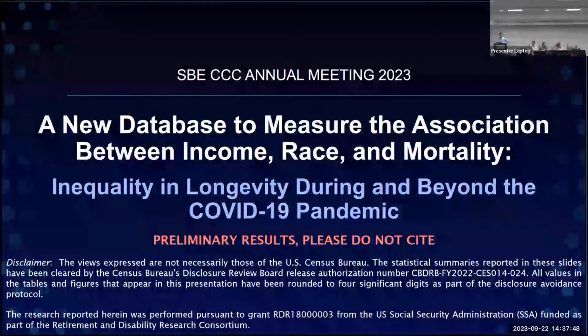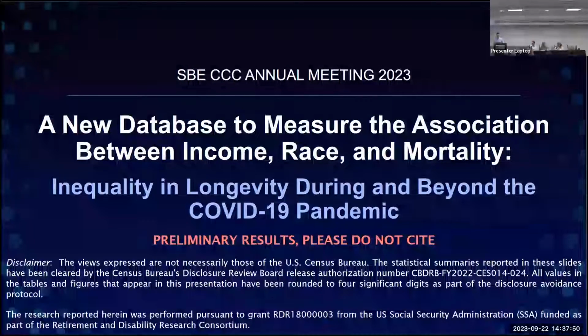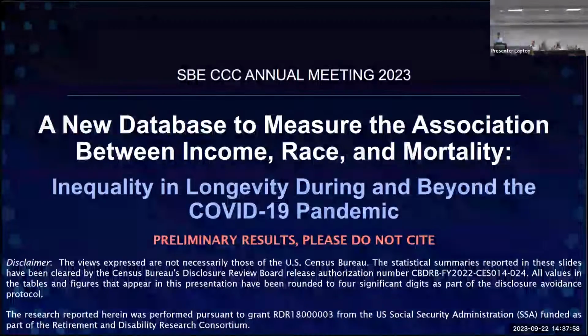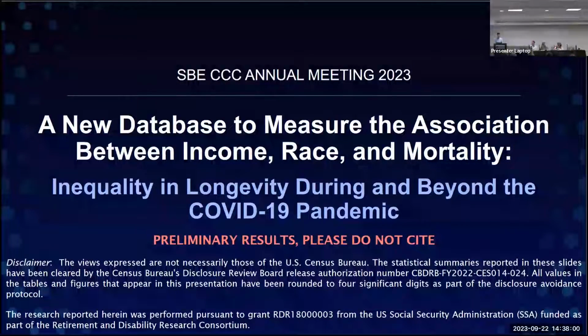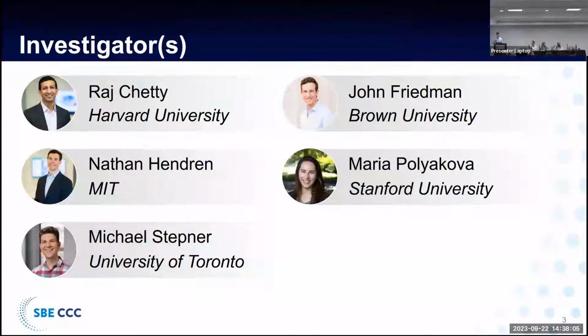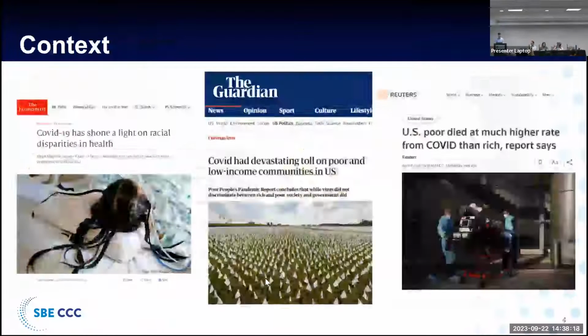So I'm going to be talking about a new database to measure the association between income, race, and mortality. The standard disclaimers apply that these are my views, not those of the Census Bureau, not those of any federal agency. This is just a part of our team, working with Raj Chetty, Nathan Hendren, John Friedman, and Maria Polyakova, and a fantastic team of undergraduates, pre-doctoral researchers, and postdoctoral researchers.